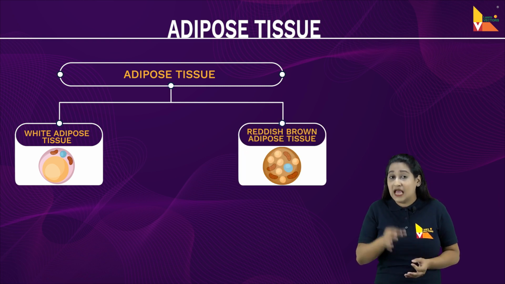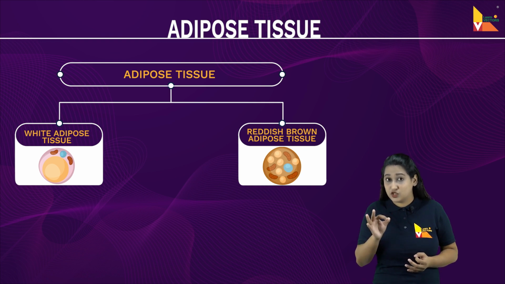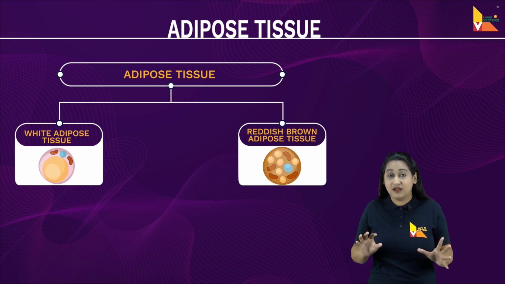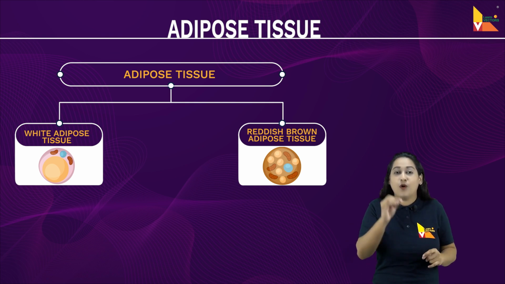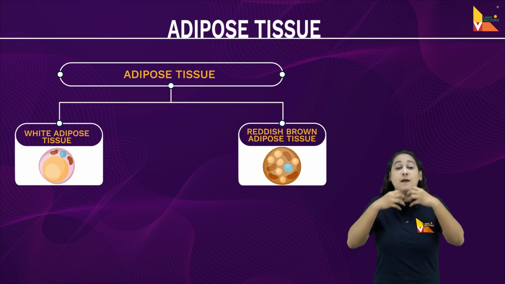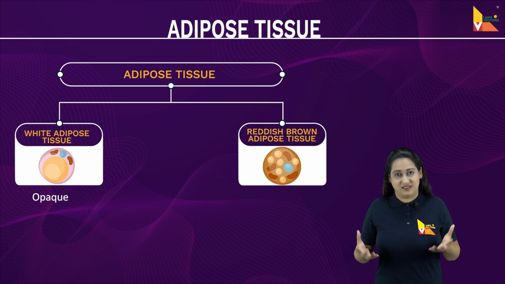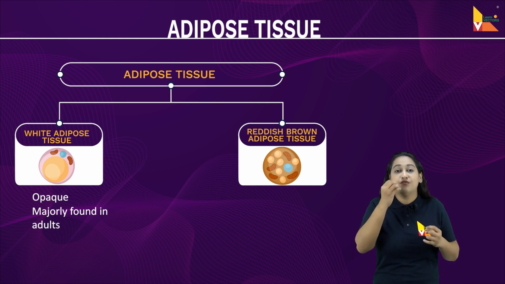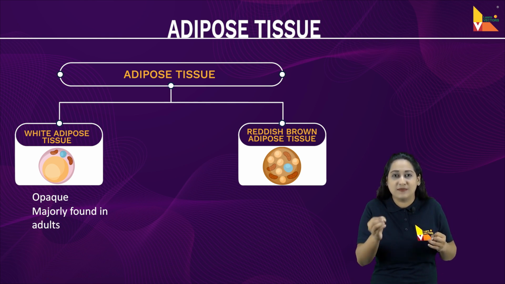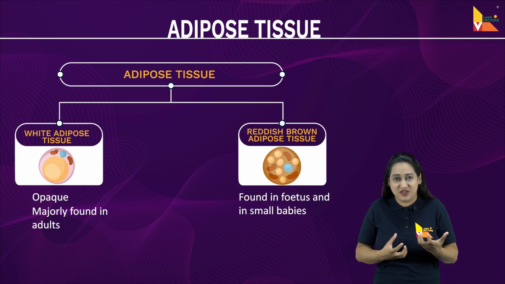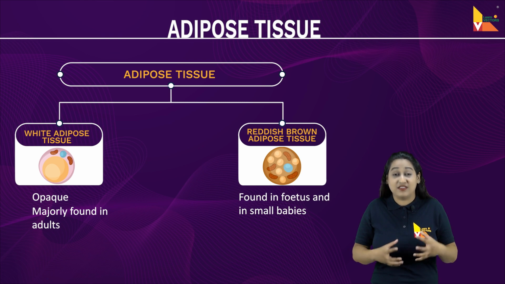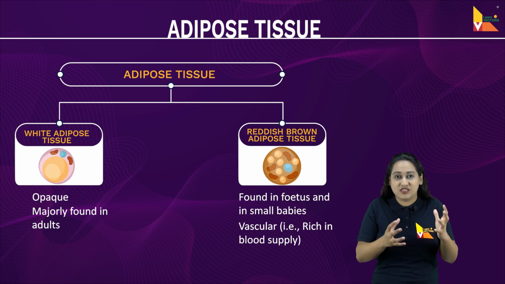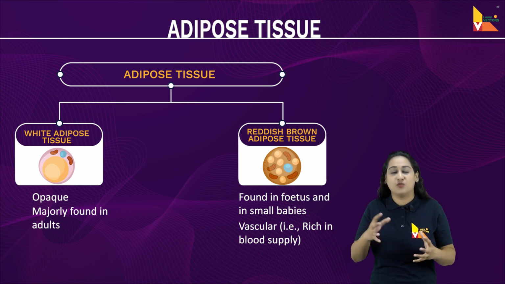Why is it so? White adipose tissue, the first one, is opaque. You understand what is opaque? They're not transparent, all right? Opaque means not transparent. White adipose tissue is opaque and it is mostly found in adults, whereas the red colored adipose tissue is found in fetus and small babies. Why? Because these are fresh cells, right? They are rich in blood supply. They are vascular, which means rich in blood supply. So these are associated with the developing fetus and small babies.